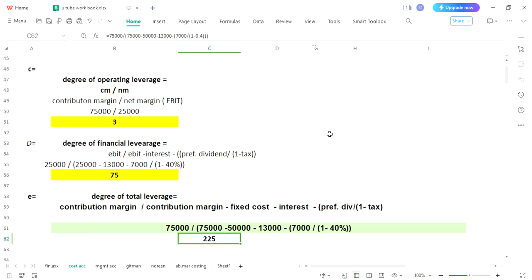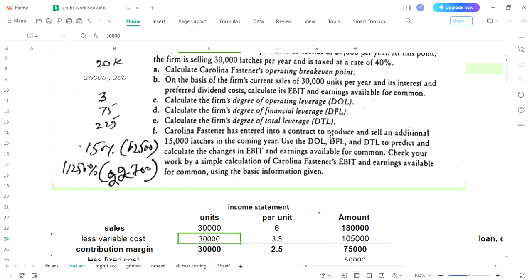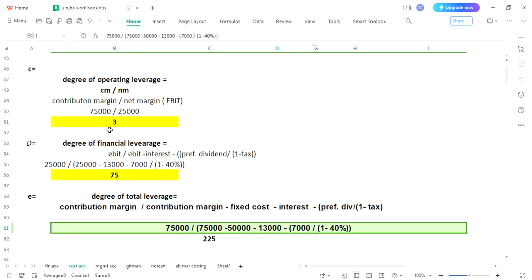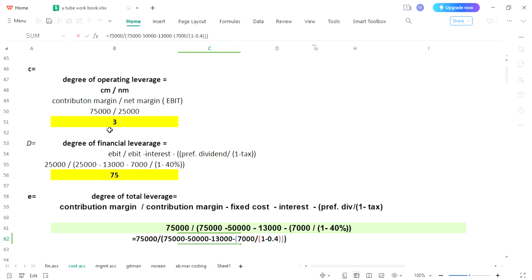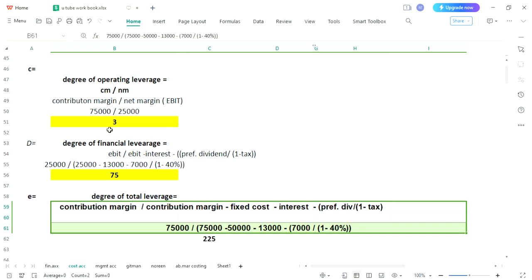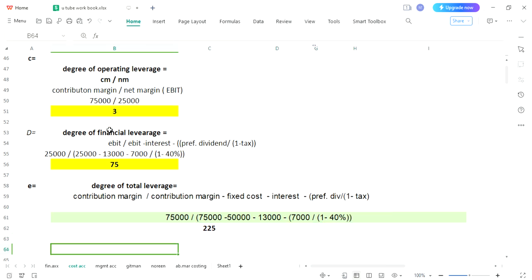Okay, 2.25 is your degree of total leverage, and our part E answer is also 2.25. Again, you need to note down where to put the brackets and how to solve it. We have got our answer 2.25. Please note it down, take a screenshot. In this way, the calculation for degree of total leverage has been completed.